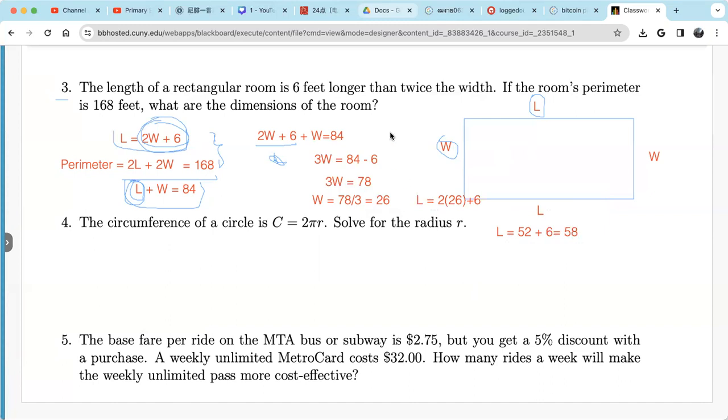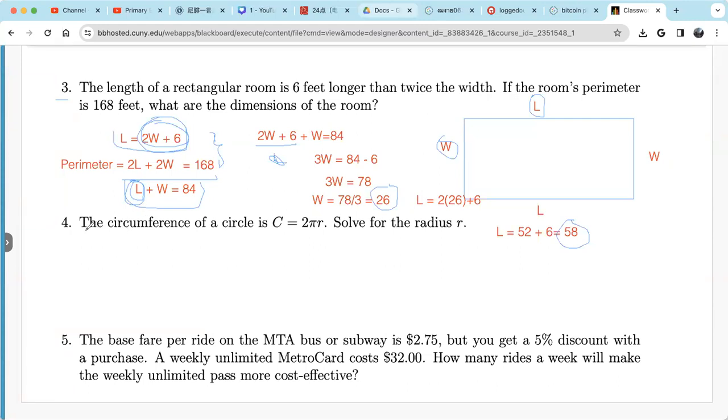So we answer the question with the dimensions of this room being 58 by 26. Let's write those two answers. 58 by 26. The length is 58, the width is 26. Now let's see number 4.